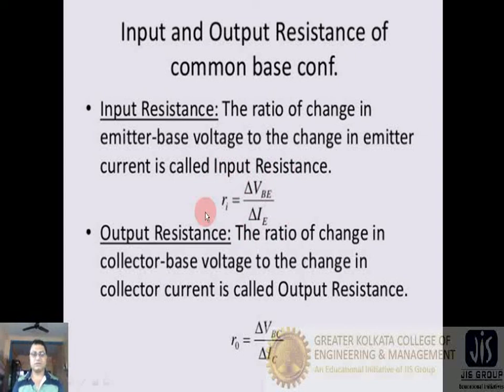The output resistance can be calculated similarly. The output resistance, the ratio of change in the collector to base voltage to the change in the collector current, is called the output resistance. So RO equal to VBC by IC. So in this way we can find out the input and output resistance of a common base configuration of a BJT. So in this way we can calculate a mathematical representation of the resistance for the common base configuration of the transistors.